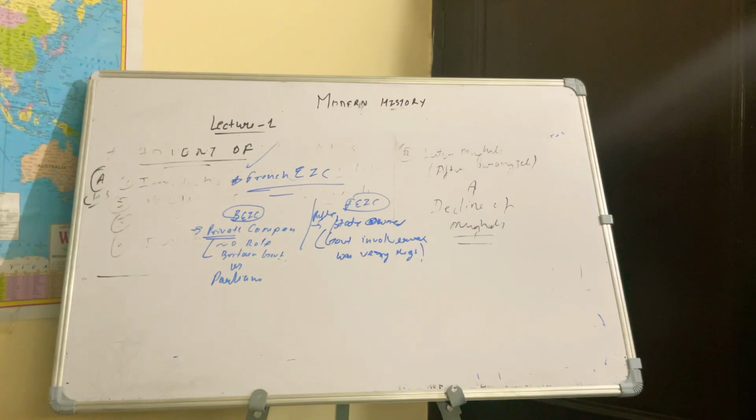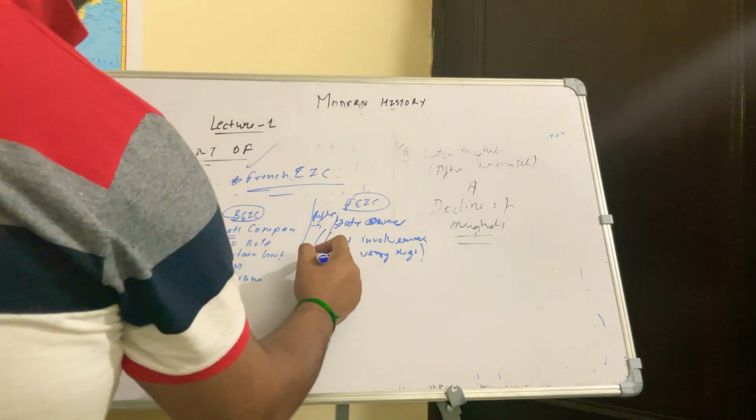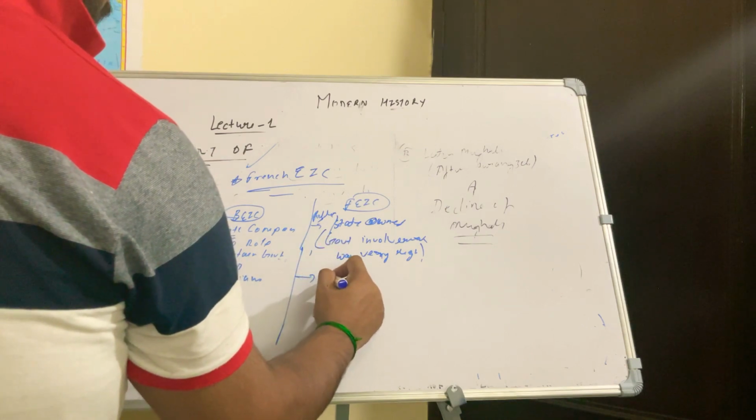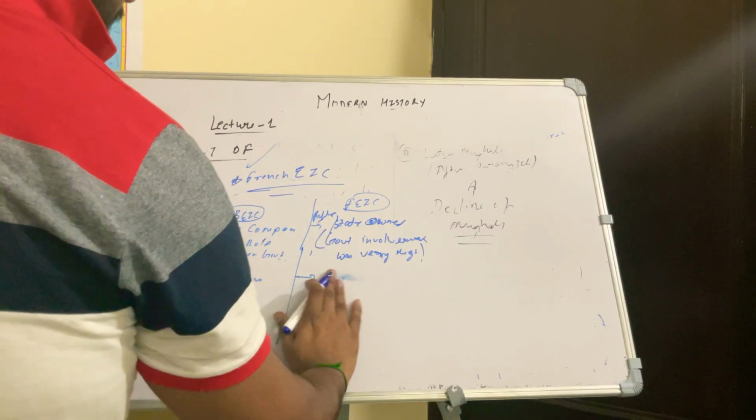So write down under French East India Company. The French East India Company was the last European company established, in 1664. Next point. The French East India Company from 1723 onwards was completely controlled by the French government. Next point. They established their factories in Surat.